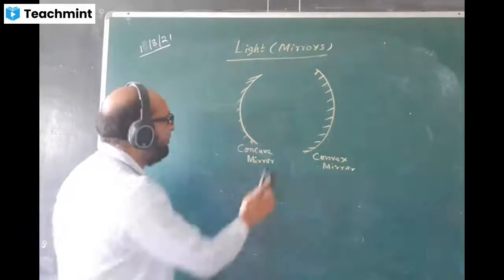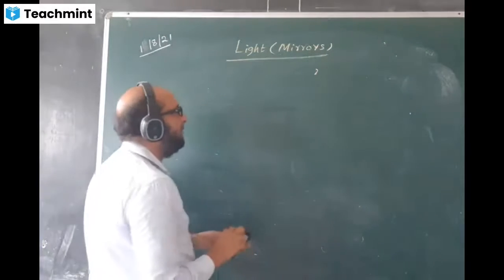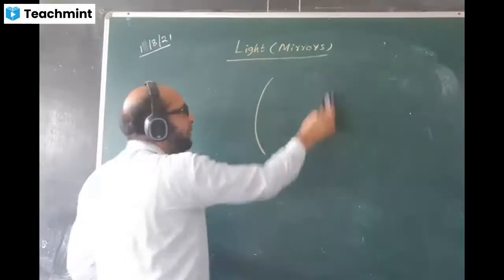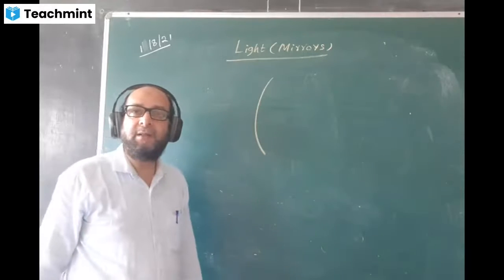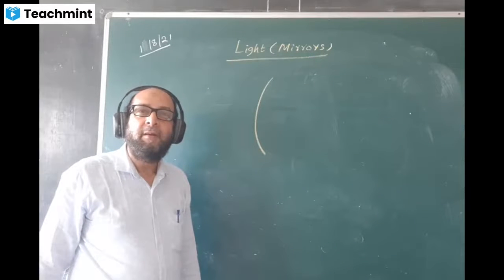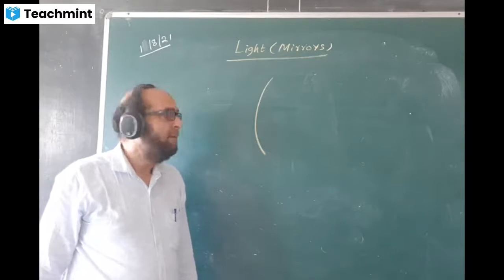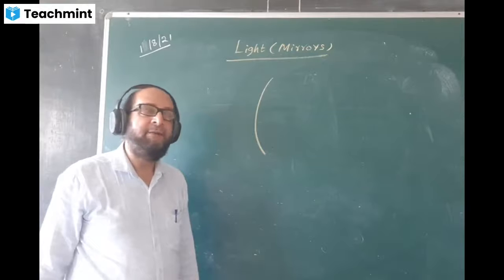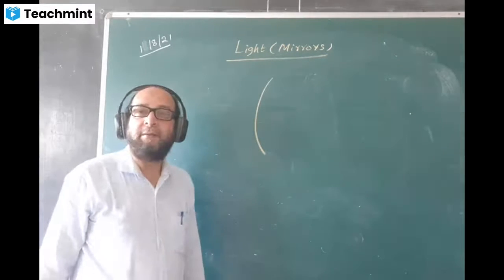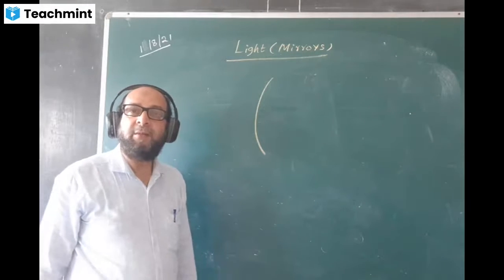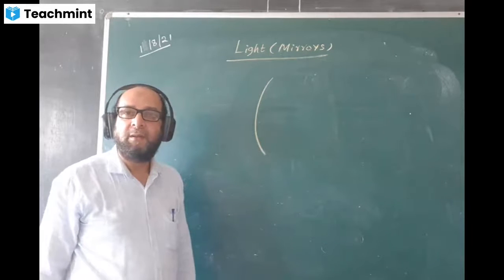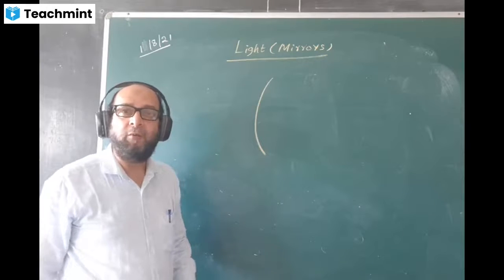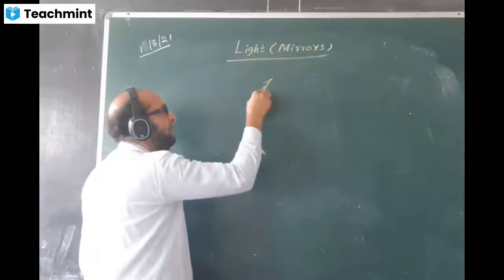Now, suppose I draw a mirror like this. Just see. Identify what mirror this is. Concave? First of all, I would say it is not a mirror. Why not a mirror? Because there is no polished surface. We need to polish the surface, then only it becomes a mirror. So it is not a mirror right now. Now I will polish it this way.